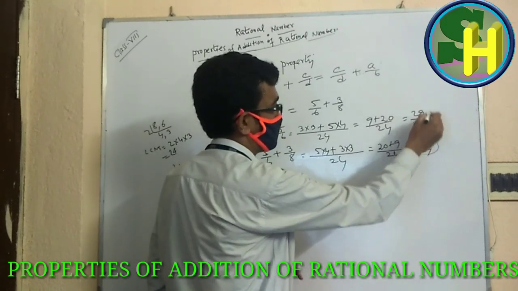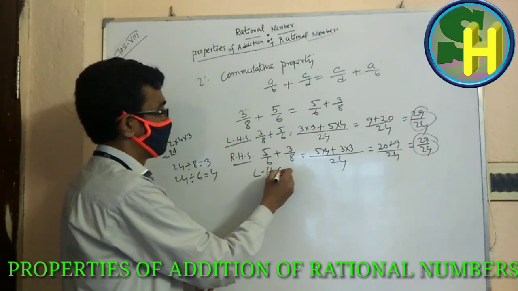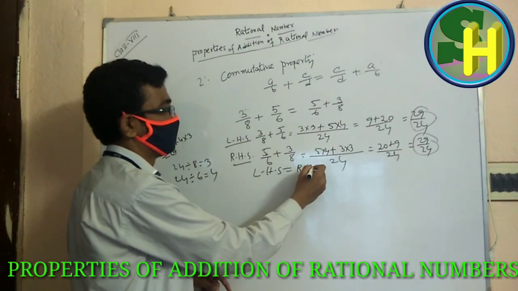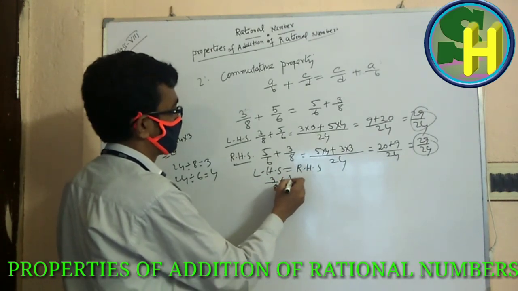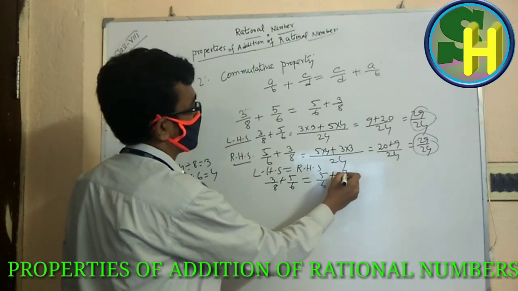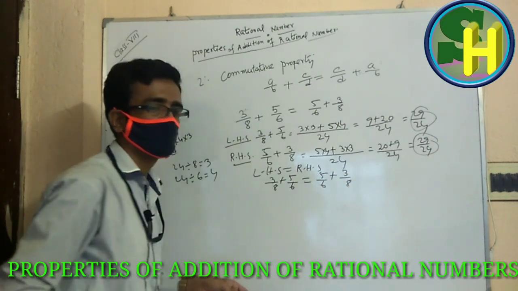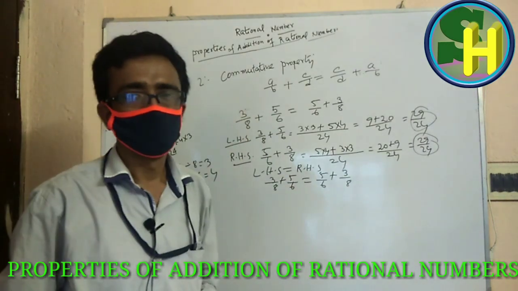So this value equals this value. So left hand side is always equal to right hand side. So we can say that 3 by 8 plus 5 by 6 equals 5 by 6 plus 3 by 8. This is the commutative property.